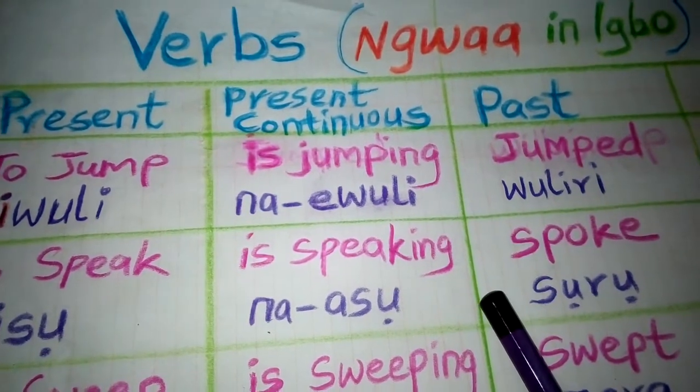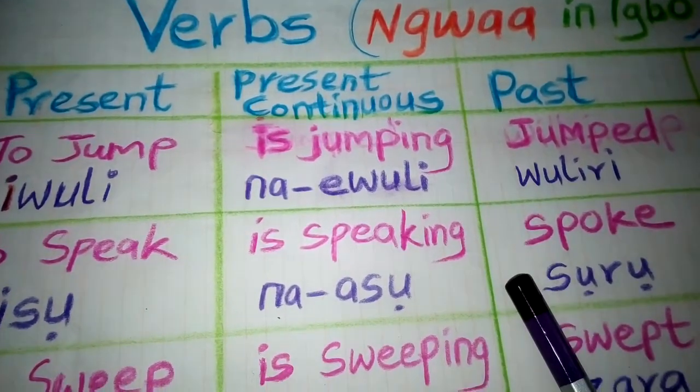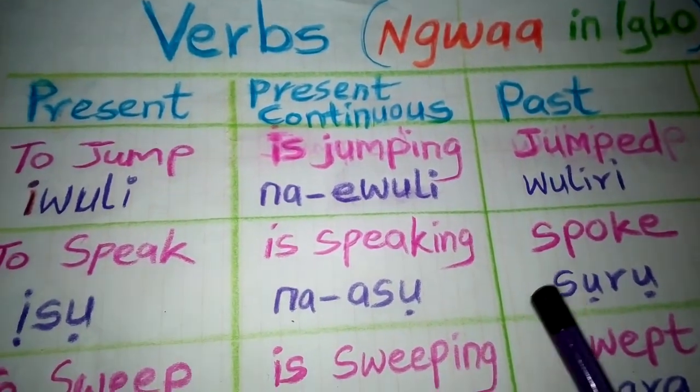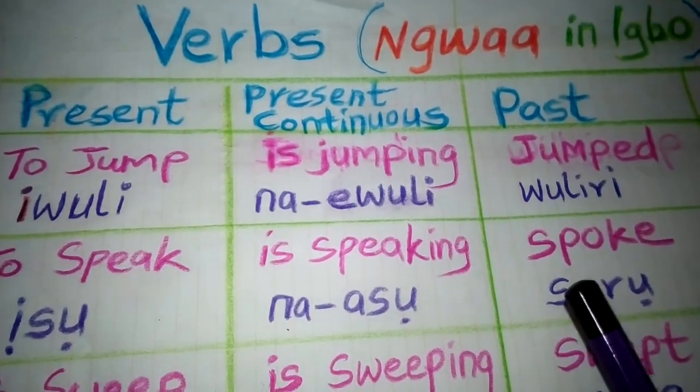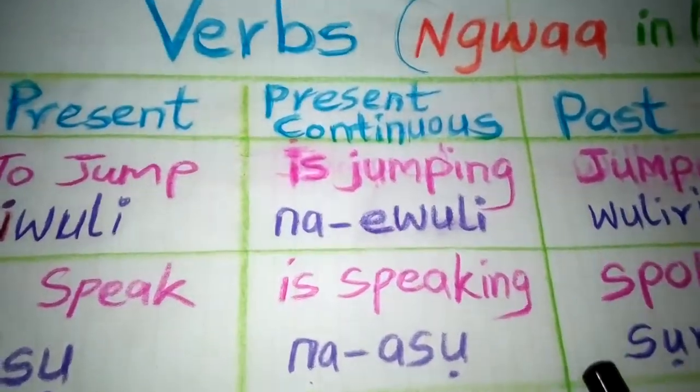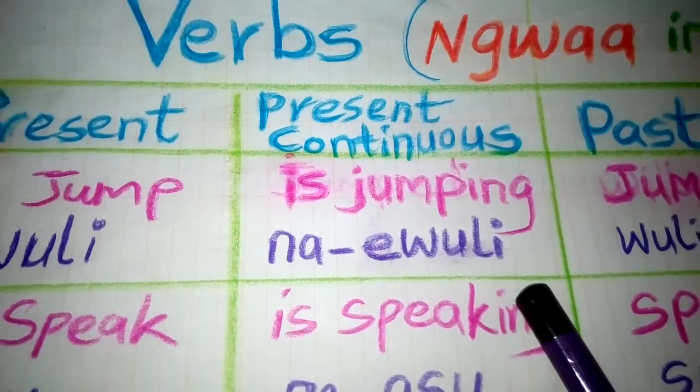In this video I'm going to be talking about verb in English and Igbo language. Verb is ngwa in Igbo language.